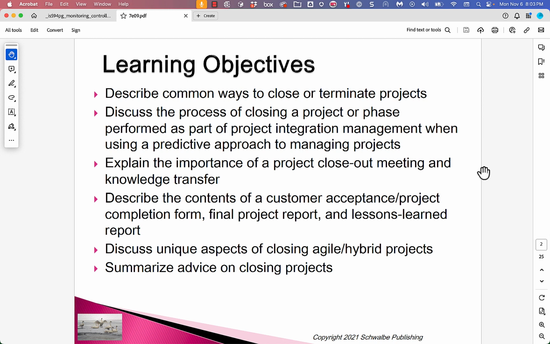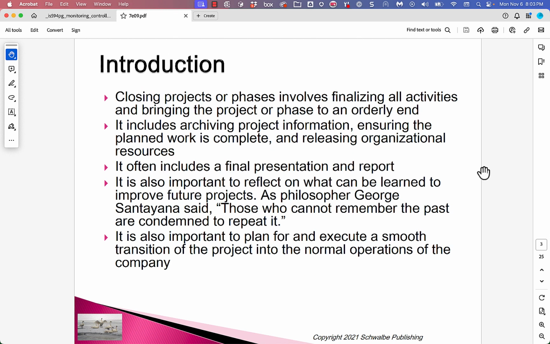As is usual for me, I'm going to leave you to read the learning objectives on your own. Okay, let's introduce this topic a bit. So, closing projects or phases involves finalizing all activities and bringing the project or phase to an orderly end.